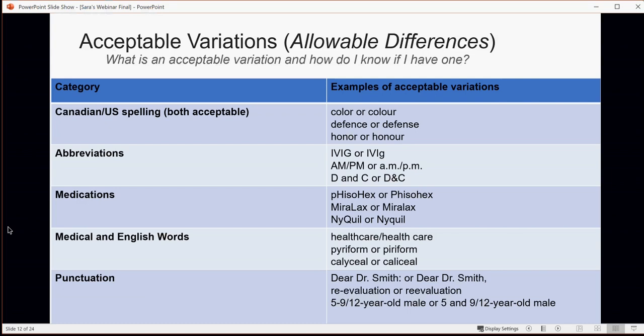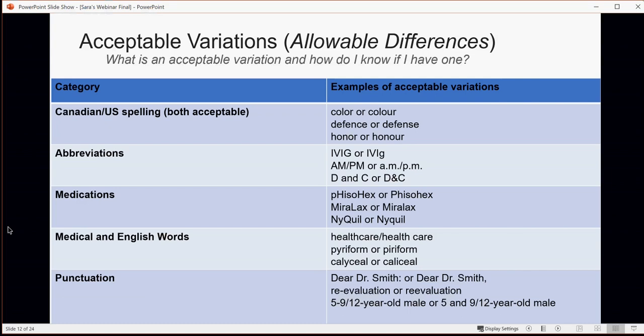So examples. Canadian, U.S. spelling, both acceptable. We don't accept British, but we do accept either Canadian or U.S. So color, colour, defense or defence, honor or honour, those types of words, we can accept either or. So if you typed color as C-O-L-O-U-R and the key showed it as C-O-L-O-R and it's highlighted, that's not an error. It's not a key error. That's not your error. It's an acceptable or allowable difference.